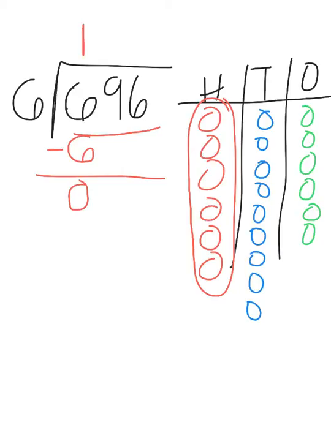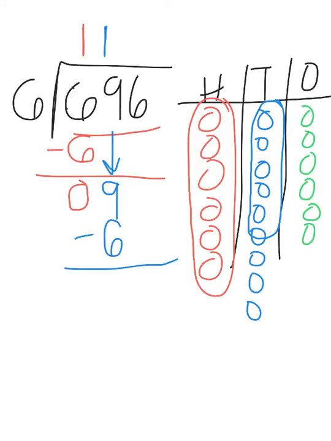And now I've got to deal with my tens, so I bring down my 9 tens. If I have 9 tens, how many groups of 6 can I make? 1. Let's circle it. 1, 2, 3, 4, 5, 6. So I made one group of 6. How much is one group of 6? 6. Good. So how many tens are left over? 3.